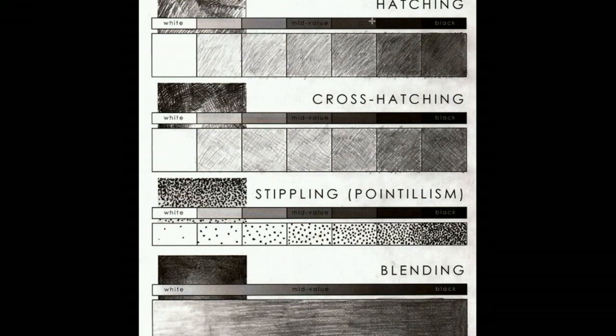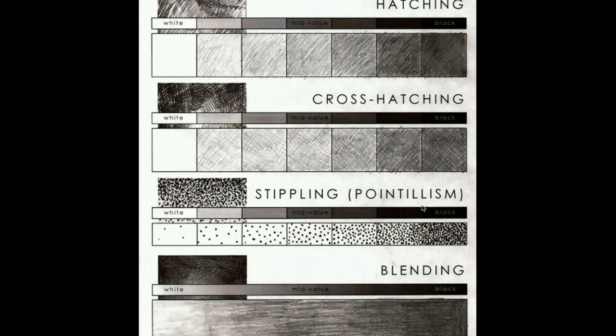Let's say them together. Everyone say hatching. Great. Second one, everyone say cross-hatching. Great. Everyone say stippling. Great. That's the third one. Now the last one, everyone say blending.